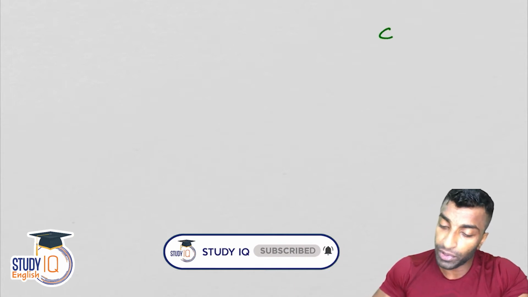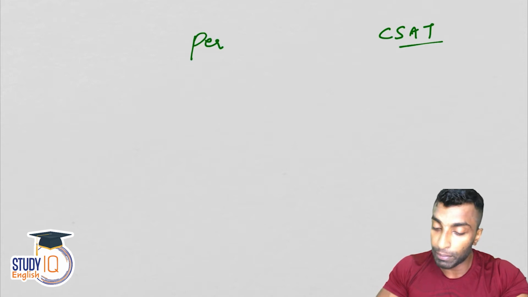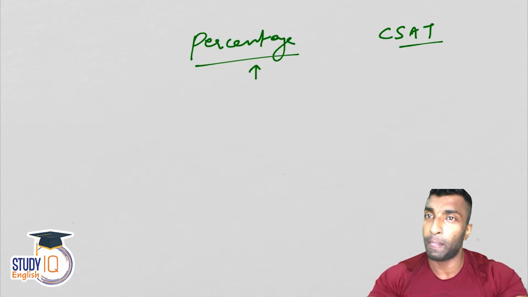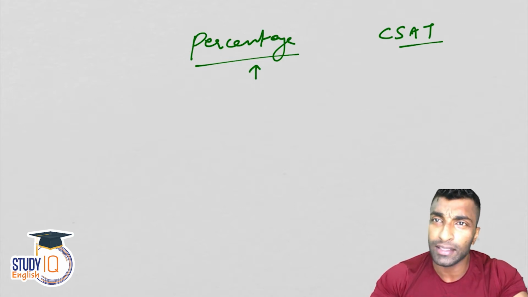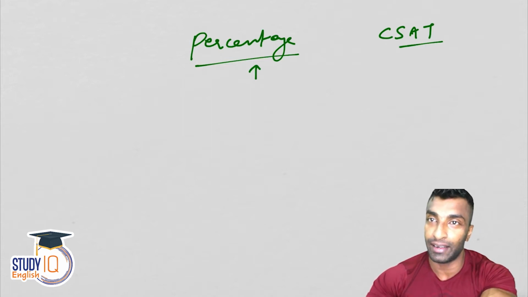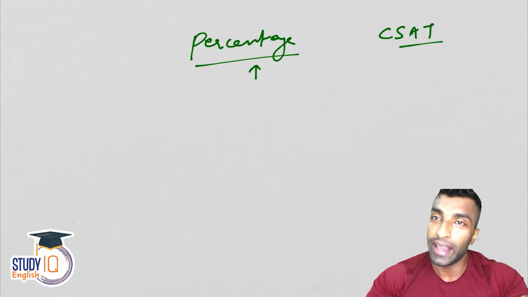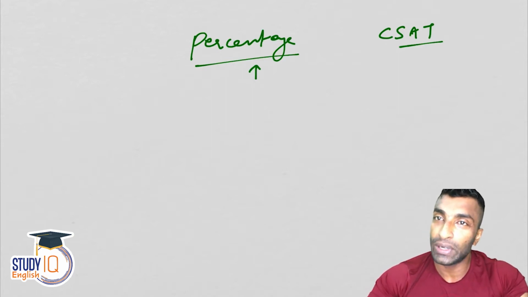So basically from your CSAT point of view, we will have to cover this topic, that is percentage. They can ask you questions directly related to percentage, and this may be asked as part of other questions also, like A's salary is this much percentage of B's salary, and then B's salary is how much less or how much more than A's salary. This kind of questions they will ask you.